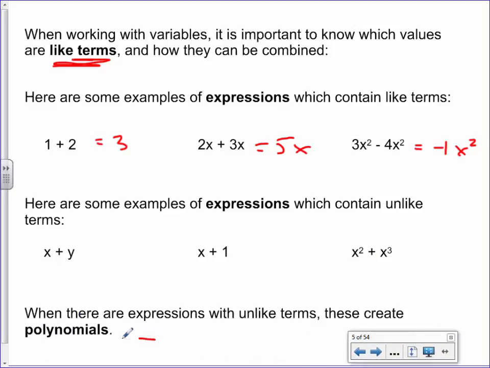So here's another definition that maybe you've heard before. If you have expressions with unlike terms, we call them polynomials. You guys heard that word polynomial before? It's not a new word too.